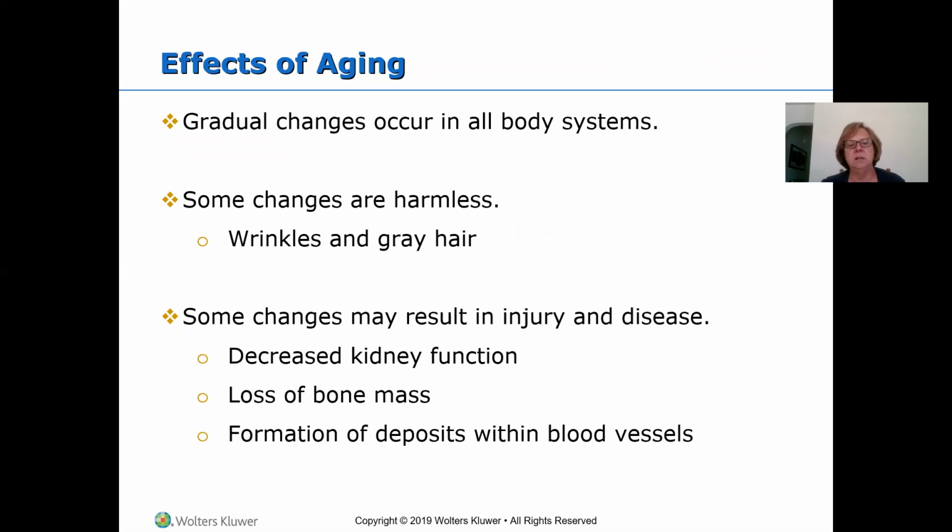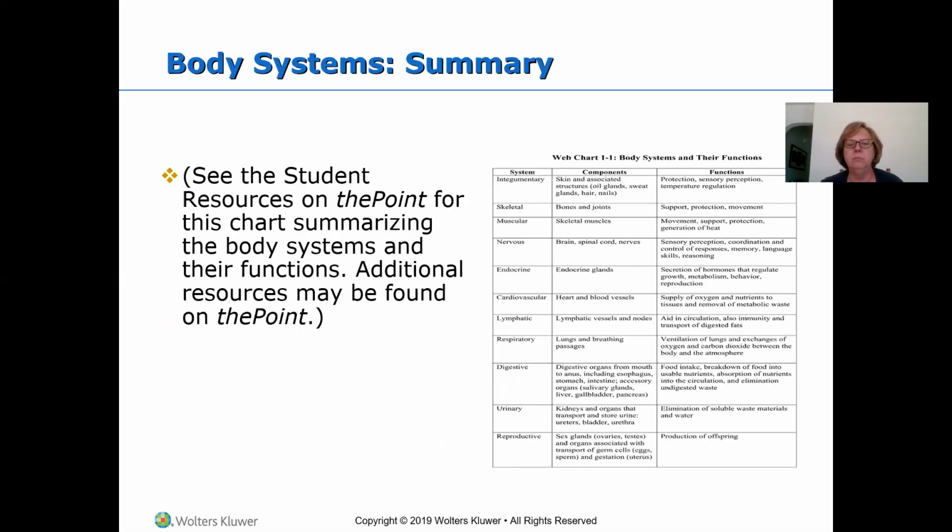And some of the things that happen as we age in terms of the body systems: we get wrinkled and we have gray hair. And then, of course, we have decreased kidney function, the loss of bone mass, which is, you know, osteoporosis, sorry. And then we have plaque, which builds up and forms deposits within our blood system.